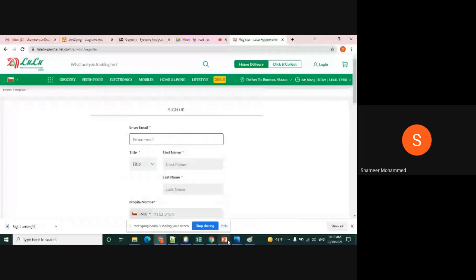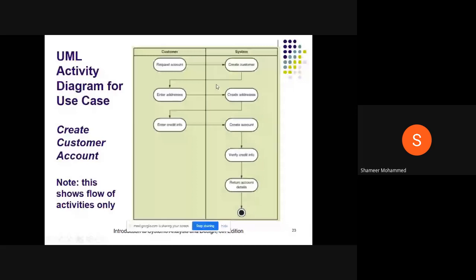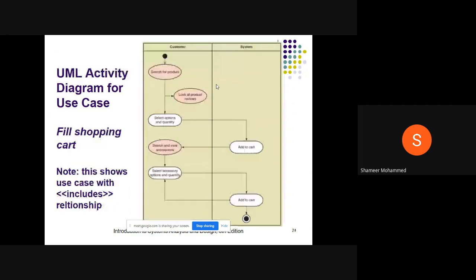So this is the diagram. Practically, if you design, it will be like this in a system. By seeing this, the stakeholder can understand how you are going to design a system. Creating the customer account. Is this clear? Is this clear? Yes, mister.